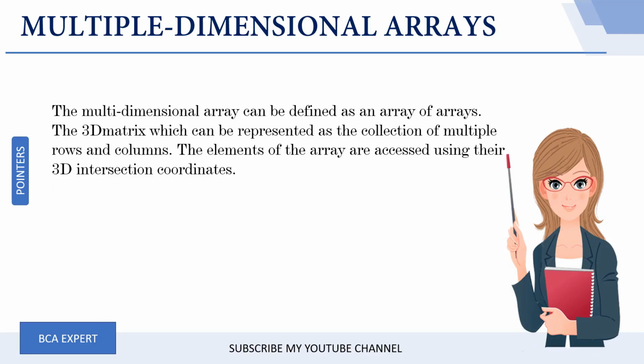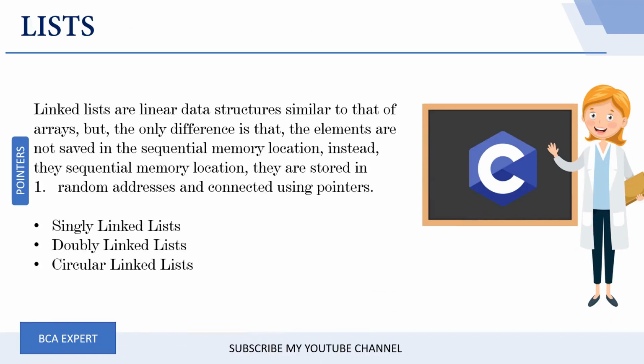Now, let us move on to our next topic, which is list. Lists are a linear data structure, similar to arrays. But the only difference is that the elements are not stored in sequential memory locations. The types of linked list are singly linked list, doubly linked list and circular linked list. To understand linked list, we can assume this.